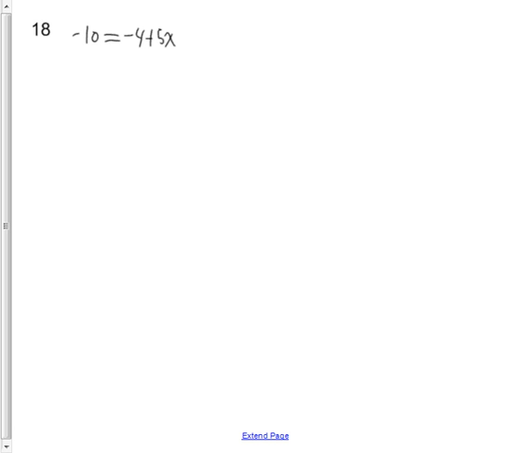Question 18 is an algebra question. It says -10 is equal to -4 plus 5x. What's the value of x? The simplest way is to get rid of the constant first. In this equation, the constant's -4.